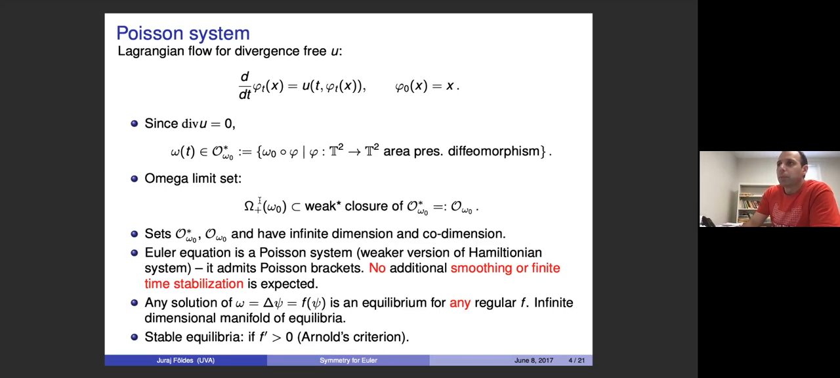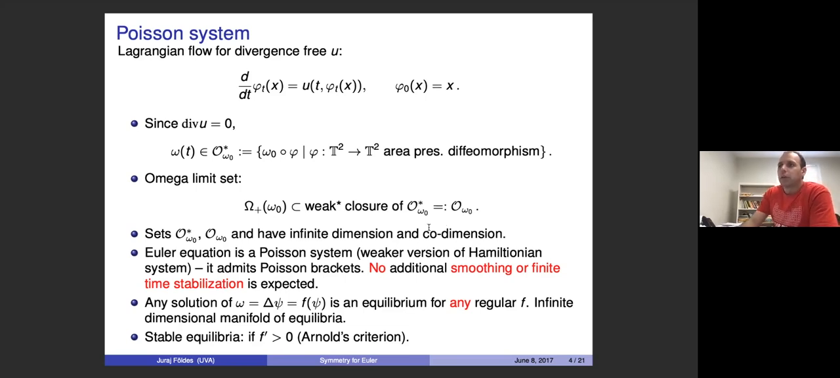Now, what is going to be the omega limit set? Well, it's going to be something. It's going to be pretty difficult, but nevertheless, it's definitely going to lie in the weak closure of the set that I denoted O star of omega naught, which is simply a mapping of omega zero by these area-preserving diffeomorphisms. So the omega limit set is going to be in the closure of that.